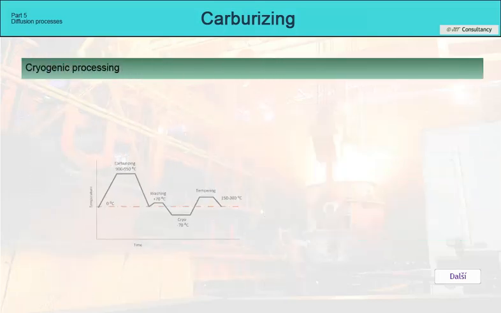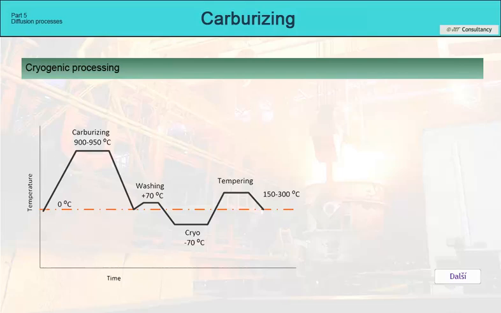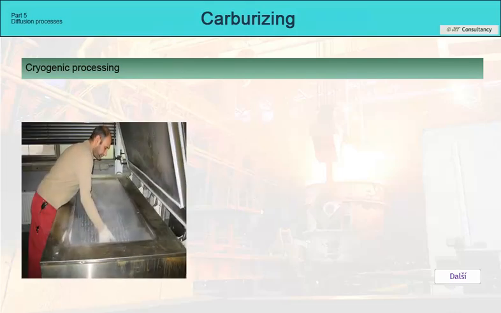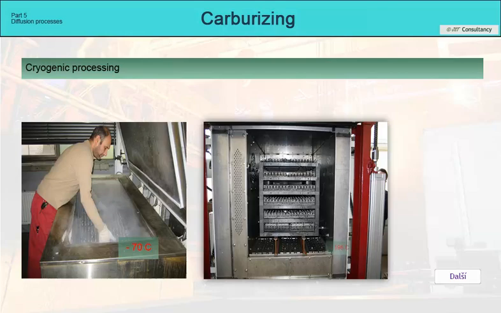A typical cryogenic processing process is shown in this figure. Once the carburizing and hardening are complete, the parts are washed and removed from the quenching oil, and then moved to the freezing facility, usually before tempering. Devices for freezing are of two types. Compressor cooling gives us a temperature limit of about -70 degrees Celsius, liquid nitrogen freezers up to -196 degrees Celsius.